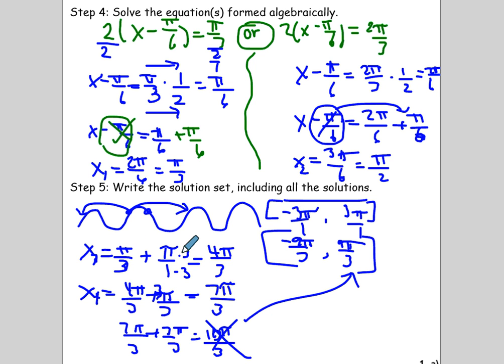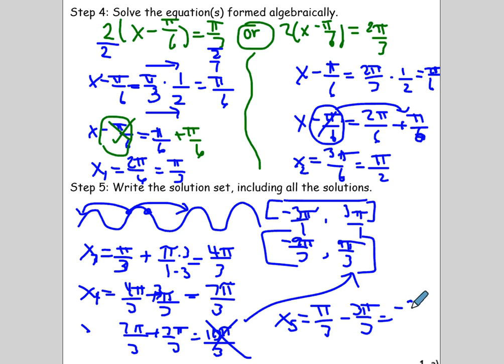So now what I did is I added the period. Now what I have to do is remove the period, right? So I'm going to start at my pi over 3. I was at pi over 3. I'm going to remove my period. Okay, so I'm at x5, pi over 3, and I'm going to remove 3 pi over 3.